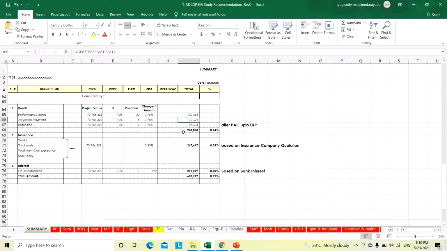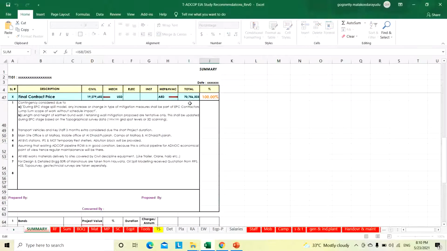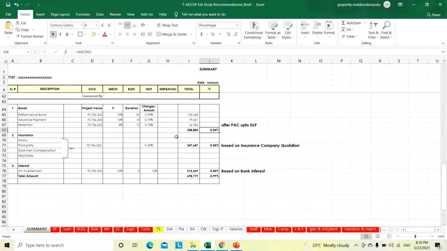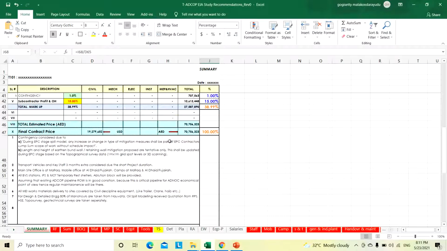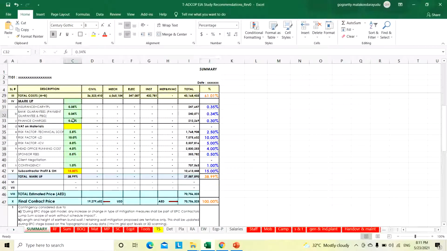Advance payment 79,000. Total 238,803. What is the total project value? This is 70,756. So what will be the percentage? 0.34%. Like that we need to arrive at the percentage for the bonds. That 0.34% is what we have taken here.